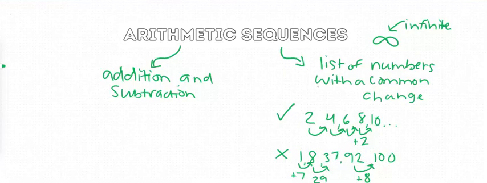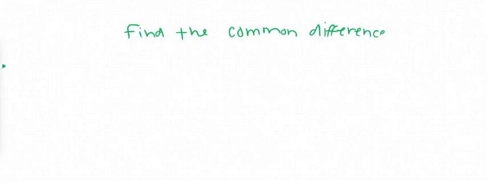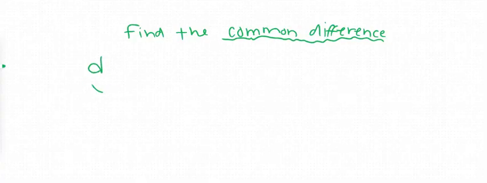So arithmetic sequences are sequences, or lists of numbers, with a common change that is an addition or a subtraction. In an arithmetic sequence, our goal is to find the common difference. The common difference. That's what makes it arithmetic. It means that we're adding or subtracting the same amount in our sequence. To find a common difference, we represent that with the lowercase letter d. So that letter d stands for common difference.